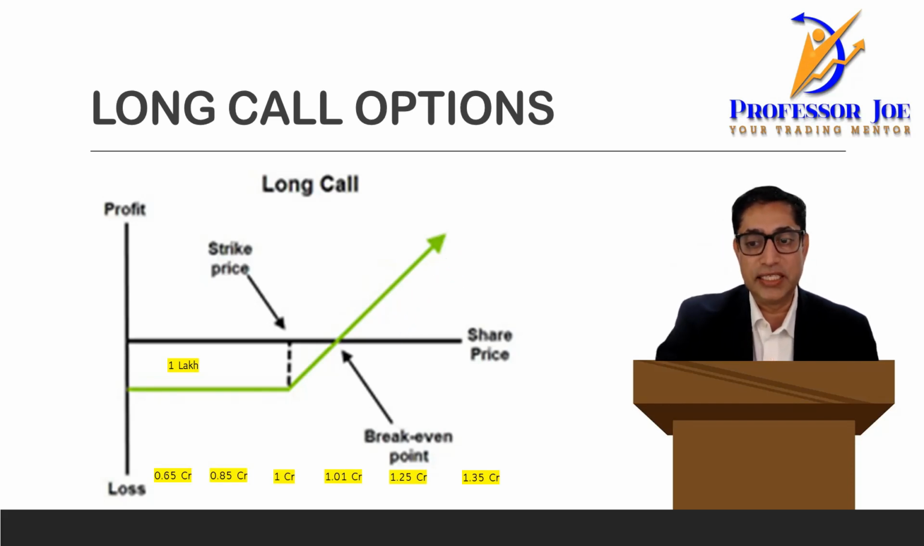As you can see in the diagram, there is a strike price, which is 1 crore. There is a break-even point, which is 1.01 crore. And there are higher prices, which are 1.25 crores and 1.35 crores. The price is going up, and you are above the zero line, that means you are in profit. And however much the price goes down, whether it's 0.85 crores or 0.65 crores, the maximum loss is limited to 1 lakh. So this is the advantage of being in a long call option.